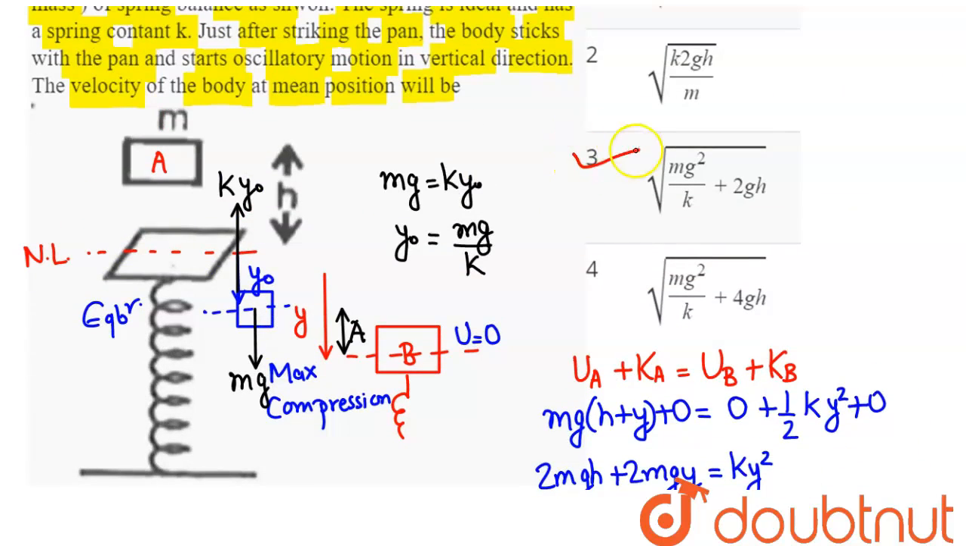So comparing the 4 options, we have option number 3 as the correct answer, that is root under mg square by k plus 2gh. Hence option number 3 is our answer.